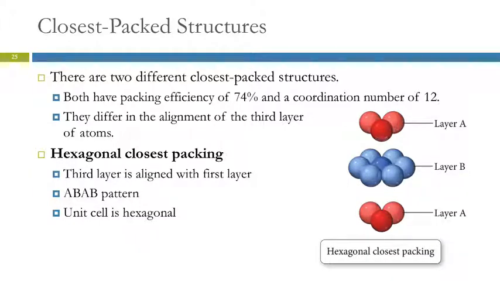So 2 different closest pack structures. This one that's called hexagonal closest pack, you have layer A, layer B is offset, and the third layer is layer A. Again, it's directly in line with the first one. That's called a hexagonal closest packing structure. It has an AB pattern. The unit cell here is hexagonal, it's not cubic.